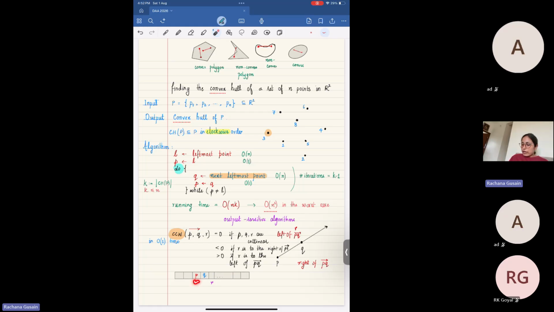Now you apply CCW on P, Q, and R. Forget about 0. Assume that no 3 points in your input are collinear. So it will return either a negative value or a positive value. You apply CCW to PQR. In which of the two cases are you going to update Q?